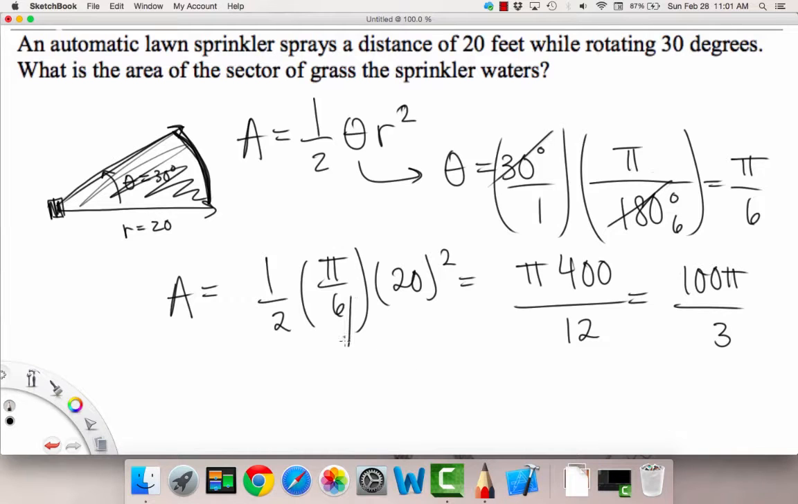If we look at the units, radians are technically unitless, but we call it radians just so we know what exactly we're talking about. It's kind of weird. Anyways, this is unitless, and r was given in feet, so we have feet squared. So this is going to be 100 pi over 3 feet squared. And that makes sense because we have area, so that's some unit of distance squared.